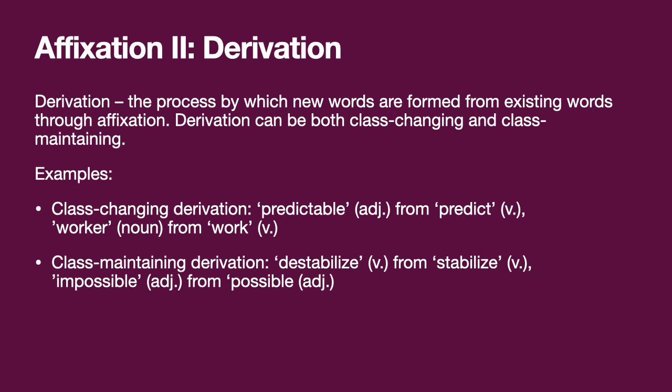So the existing word stabilize and the new word destabilize are both verbs. Then again, possible and impossible. Possible is an adjective, you add the affix im and you get impossible, which is also an adjective. So that is derivation. So affixation is of two types, inflection and derivation.